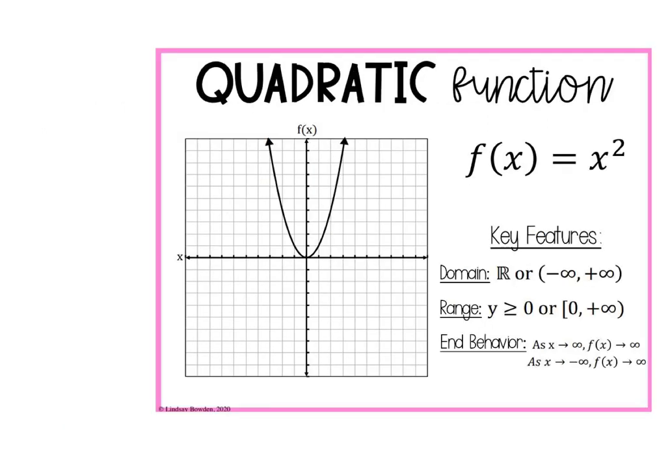The quadratic function, denoted by f of x is equal to x squared, is another parent function which produces this parabola that we see in the image. The domain is all real numbers. However, the range is very similar to the absolute value function, where y is greater than or equal to 0 because taking the square of any negative number produces a positive output.